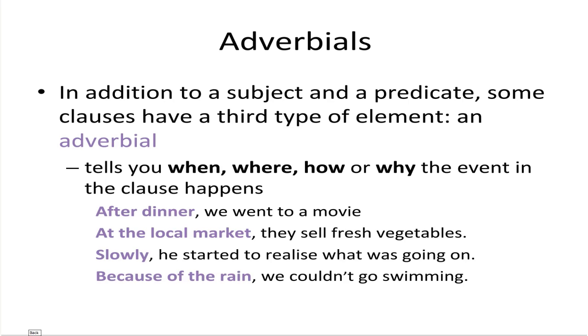Here's some examples of adverbials. After dinner, we went to a movie. After dinner tells us when the going to a movie happened. At the local market, they sell fresh vegetables. At the local market is telling us where the selling fresh vegetables is happening. Slowly, he started to realize what was going on. Slowly is telling us how the realizing happened. Because of the rain, we couldn't go swimming. Because of the rain is telling us why we couldn't go swimming.